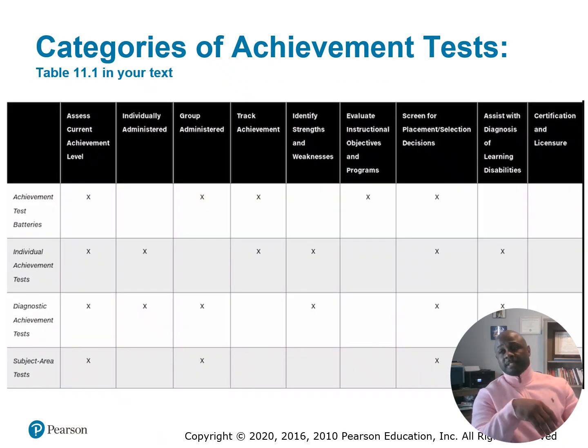So categories of achievement tests, right? We have, as you can see, achievement test batteries, individual achievement tests, diagnostic achievement tests, and subject area tests, right? And if you look at the top there, you see that we assess the current achievement level, the individually administered, the group administered, the track achievement, identity strengths and weaknesses, evaluate instructive objectives and programs, screen placements and decisions, assist with diagnosis and learning disabilities, and certification and licensure. So each one of these tests, if the X is marked there or whatnot, is what that actually is measuring for, right?